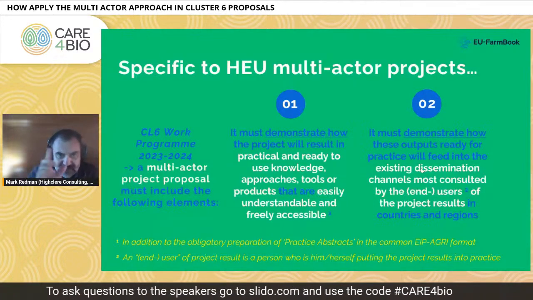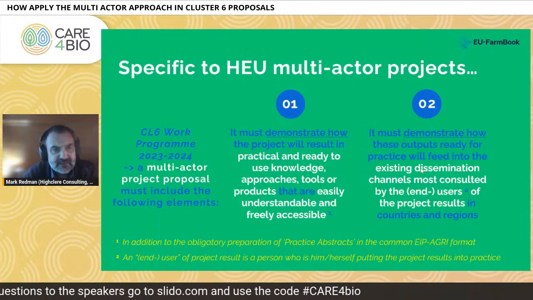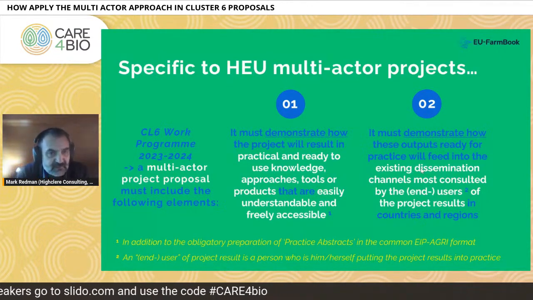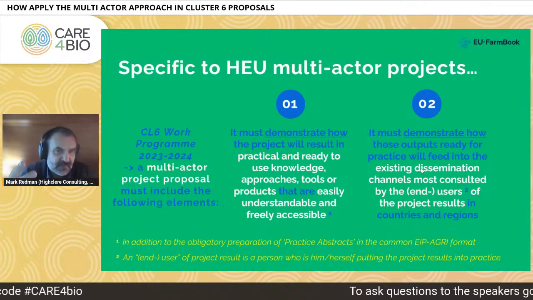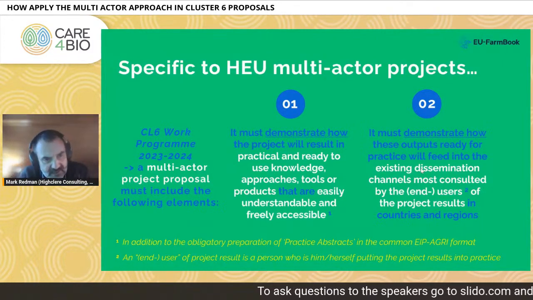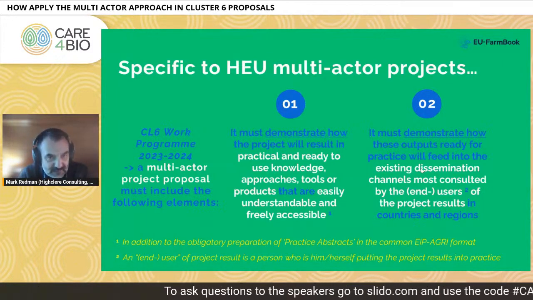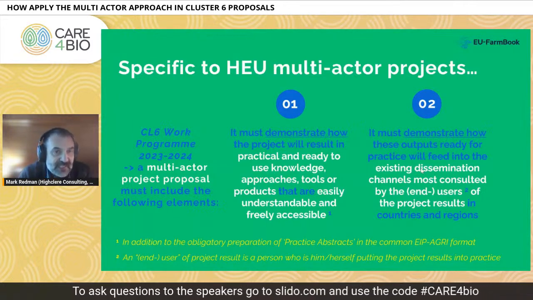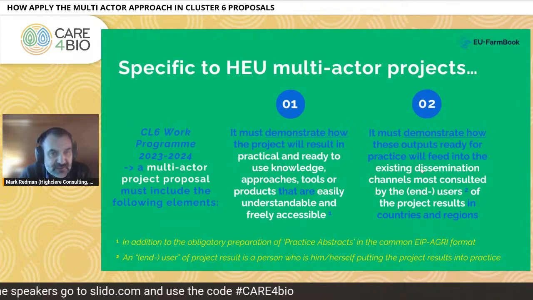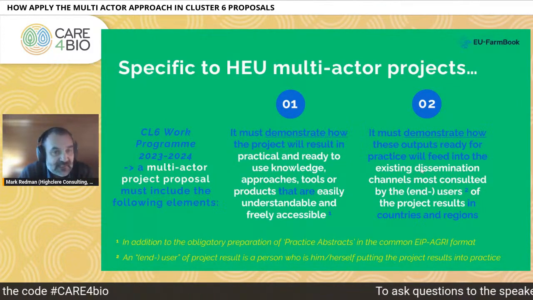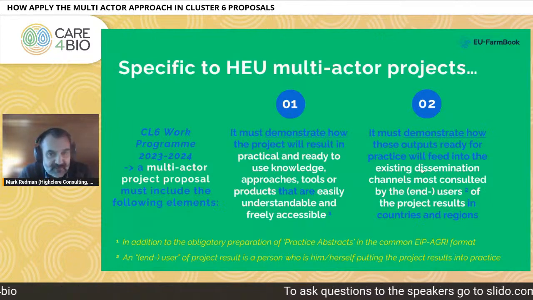Very specifically, in the context of multi-actor projects, the Farmbook can also address these two very specific points, again, that Natalia highlighted earlier in the meeting. First of all, it can contribute to getting practice and ready-to-use knowledge, approaches, tools, etc., making it much more easily understandable and much more freely accessible.